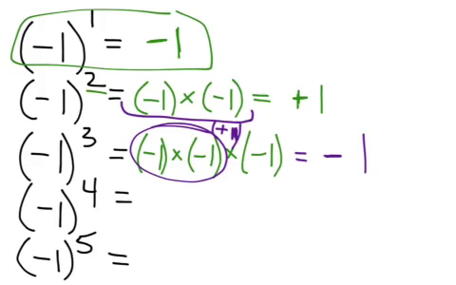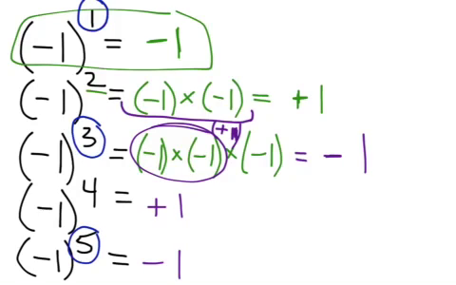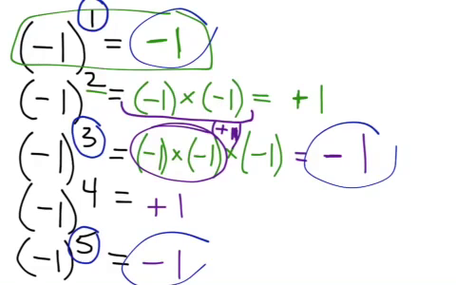And you'll start to notice a pattern here. It's switching from negative to positive to negative. That means the next one is going to be positive 1, and the next one would be -1. Now the pattern is that when we have an odd exponent, so 1, 3, or 5, the solution is always negative. If we have an even exponent, like 2 or 4, the answer is always positive. So hopefully this helps you remember that.